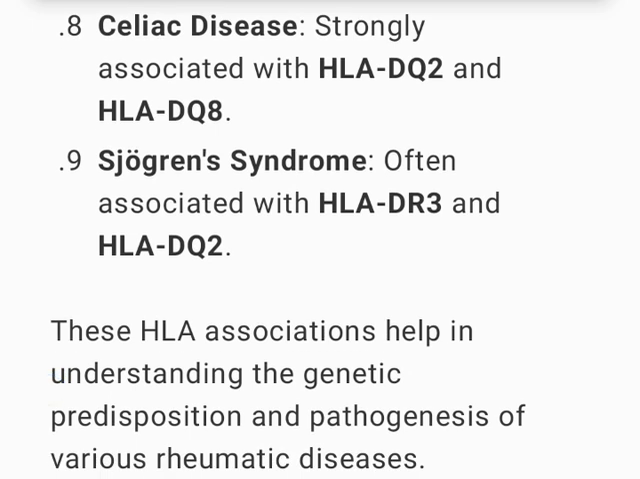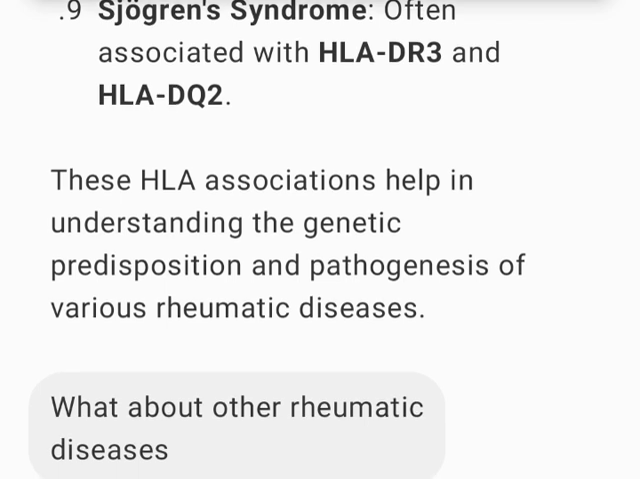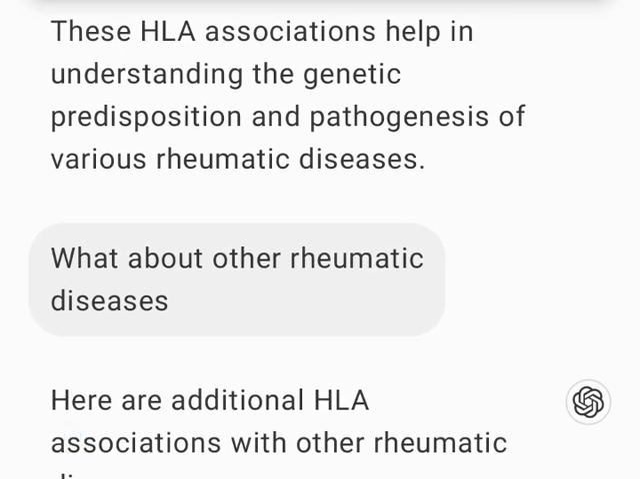8. Celiac disease, strongly associated with HLA-DQ2 and HLA-DQ8. 9. Sjogren's syndrome, often associated with HLA-DR3 and HLA-DQ2. These HLA associations help in understanding the genetic predisposition and pathogenesis of various rheumatic diseases.